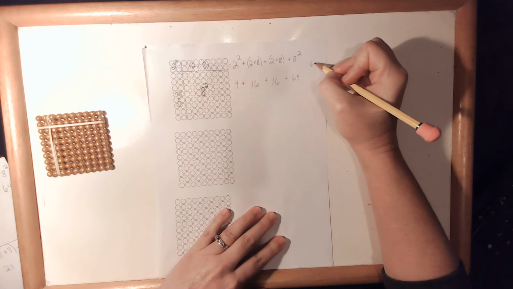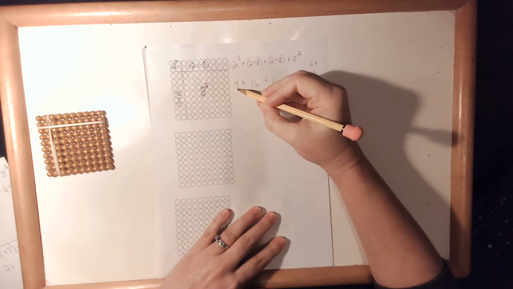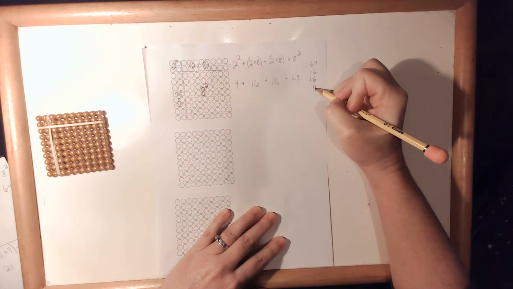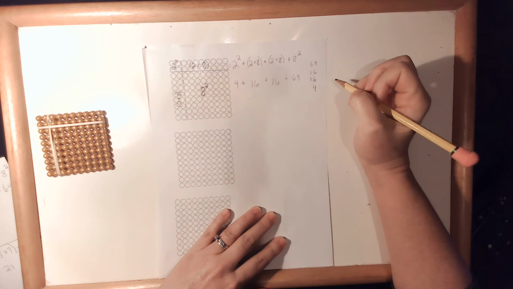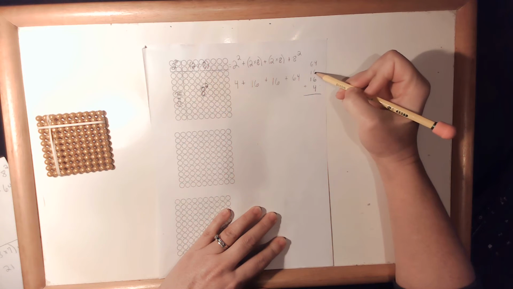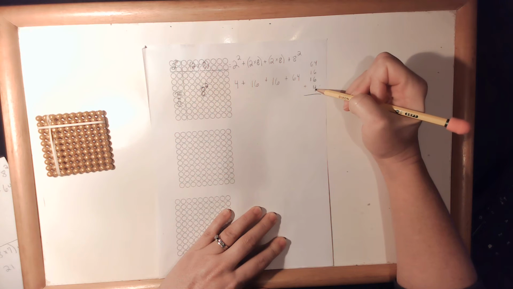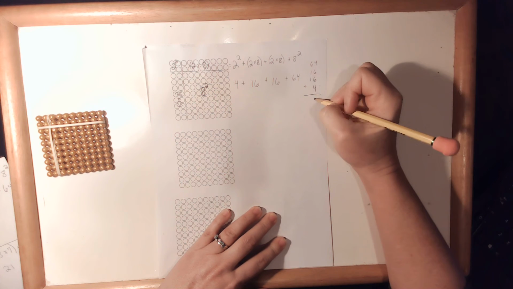When you line them up vertically, make sure that your units are lined up. Do you see how this one needs to be in the unit? If you accidentally put it in the tens row, it won't give you the right answer. So 4 plus 6 is 10, plus another 6 plus 4 is 10. So 10 plus 10 is 20.